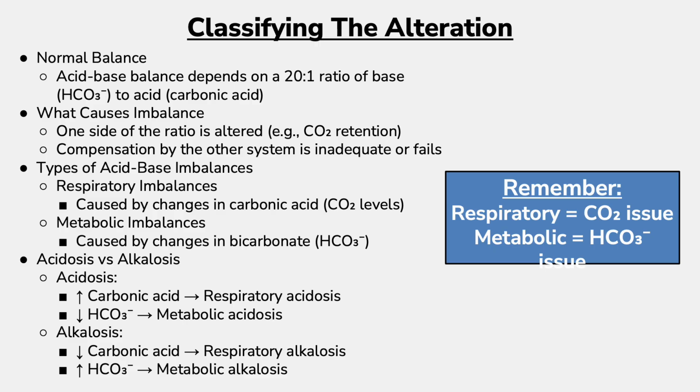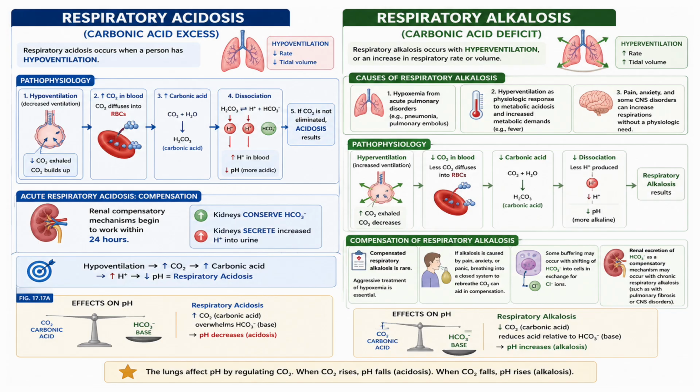So we classify the imbalances as either respiratory, which involves CO2, or metabolic, which involves bicarb. A simple way to remember this is respiratory is a CO2 problem, metabolic is a bicarb problem. That's the main key takeaway for you. So this is a cheat sheet. Again, if you can print it out, download it, however, and review this.